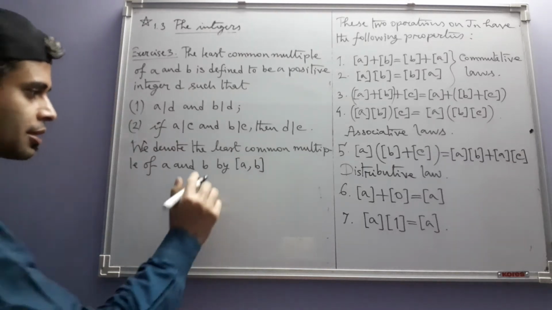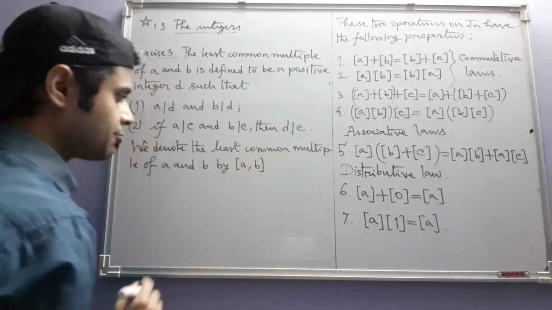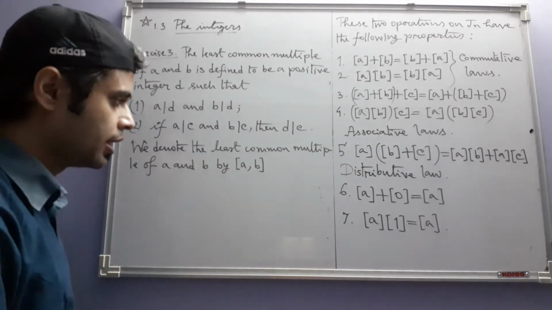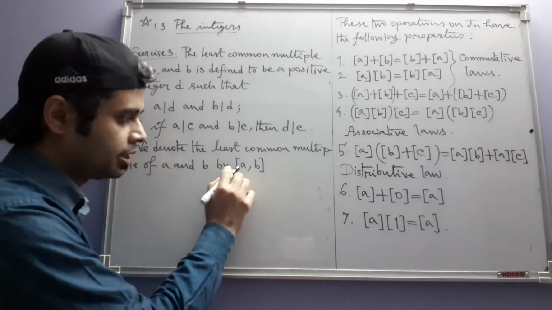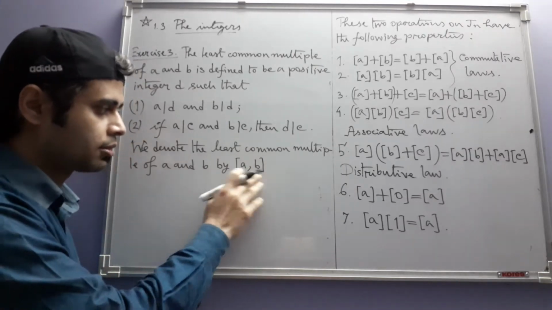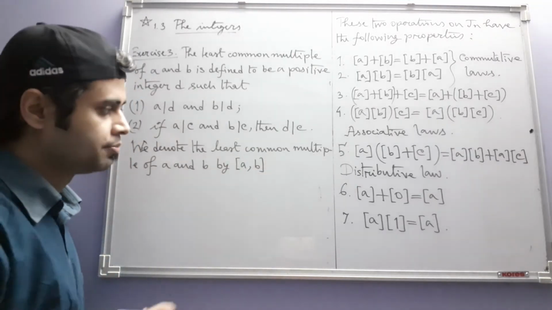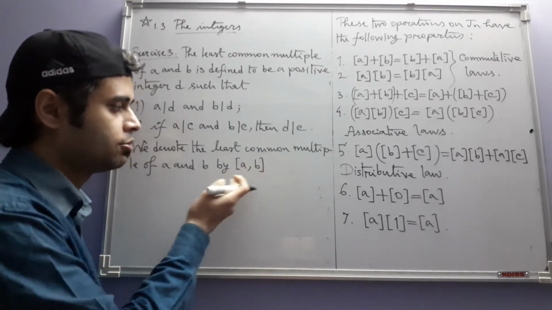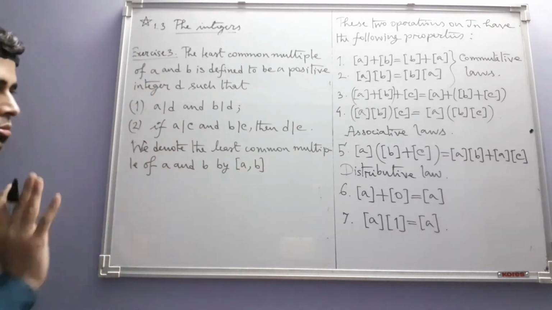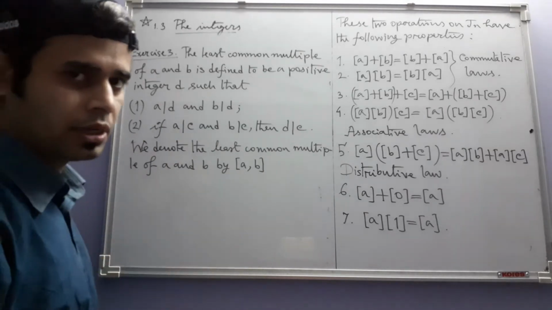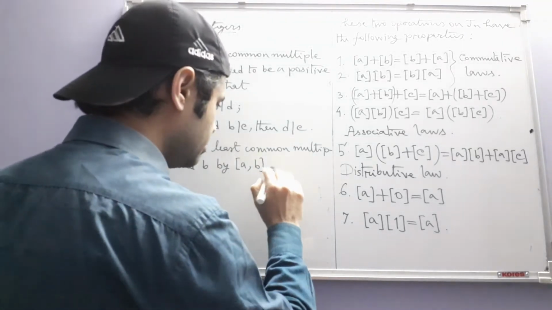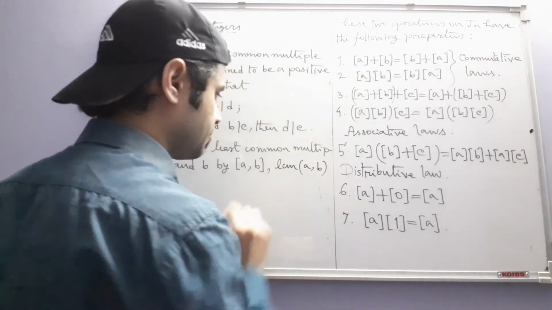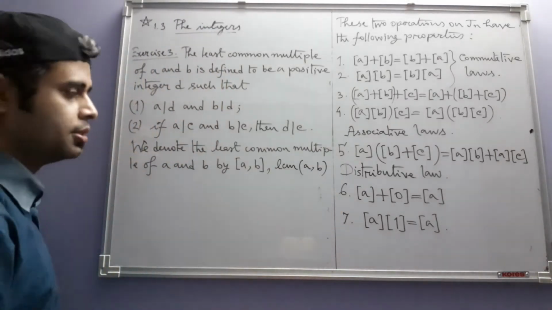Okay, it may look somewhat strange. Those of you who are familiar with calculus or real analysis will think of this as the closed bounded interval on the real line. However, for some reason, Herstein chooses to use this to denote the LCM of A and B. More commonly, it's denoted like this, but we are not going to use this.